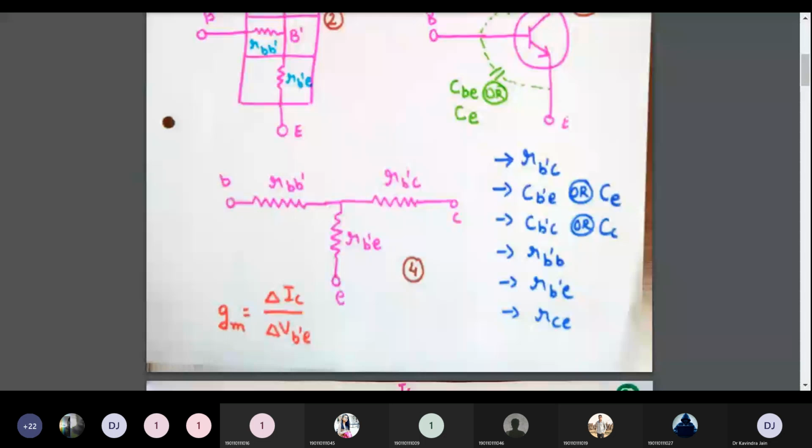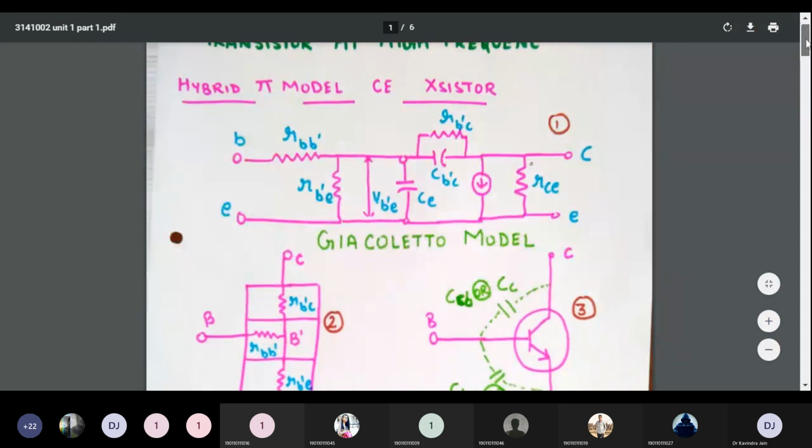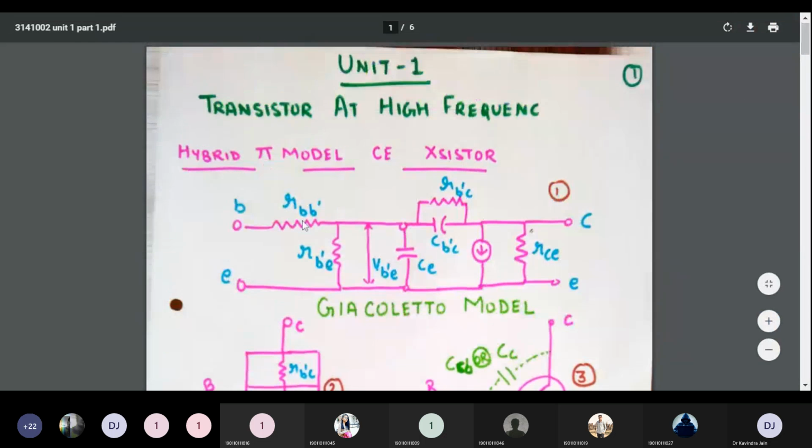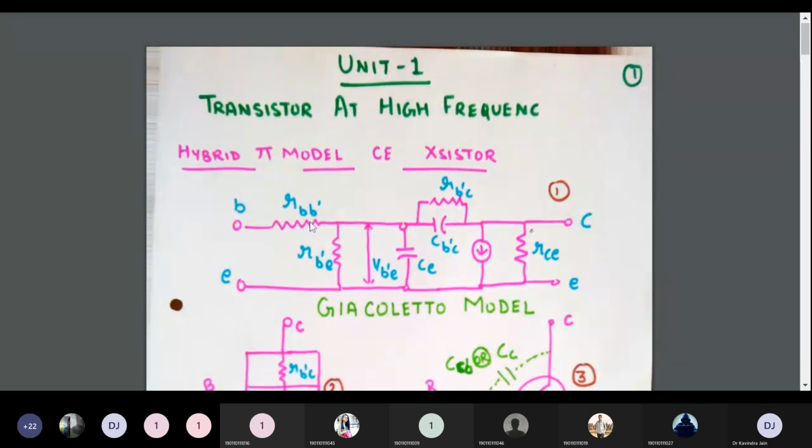So guys, am I clear? I hope you have written all the formulas, all the definitions, all the parameters of the Giacoletto model. This Giacoletto model comprises a hybrid pi model, which comprises RBB dash. So Hari, what is RBB dash? Enrollment number 9, what is RBB dash known as?